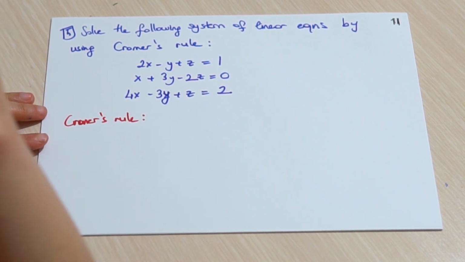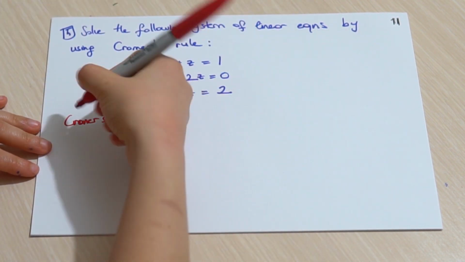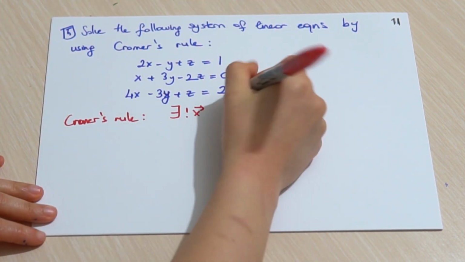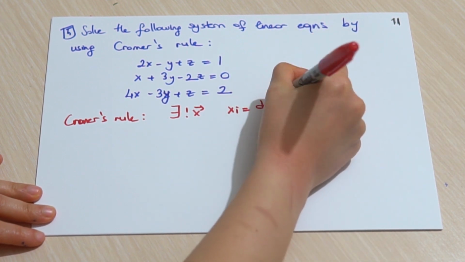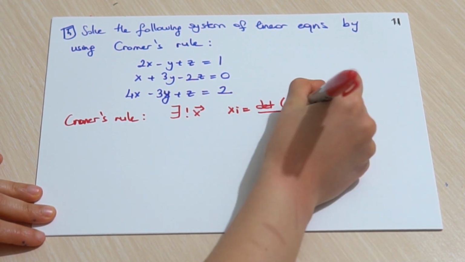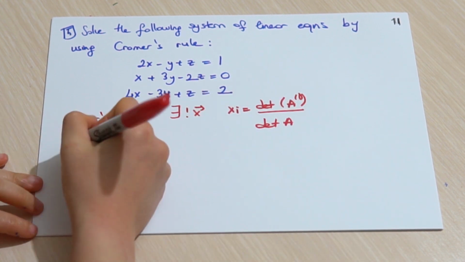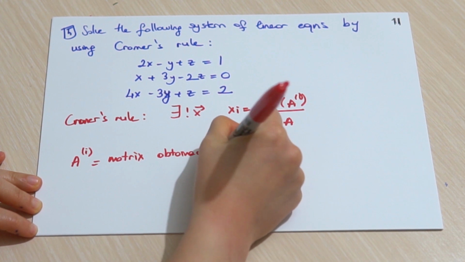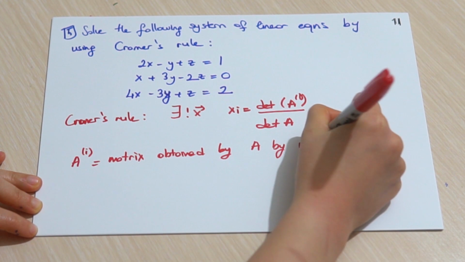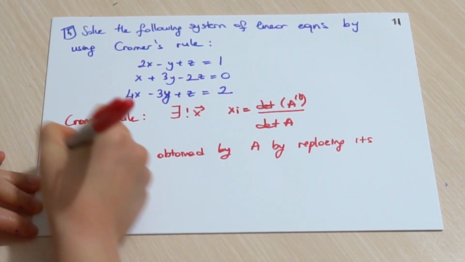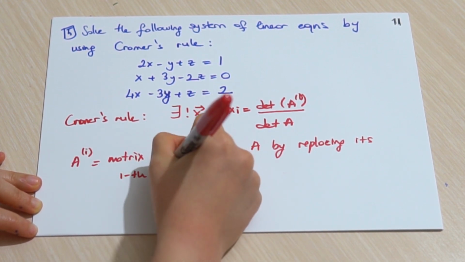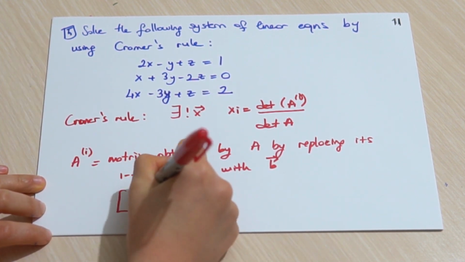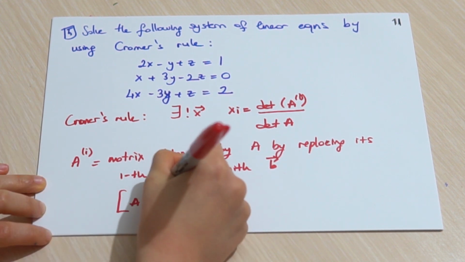Cramer's rule says that if the system has a unique solution, this unique solution is x such that x_i is equal to the determinant of A_i over the determinant of A, and these A_i are the matrices obtained by replacing the ith column of A with the vector B. Like when we write matrix A here and B here, this is the vector B.